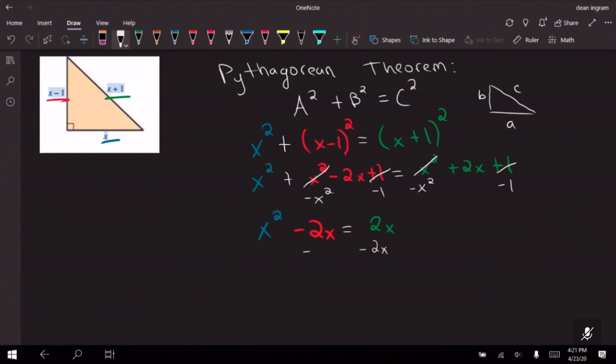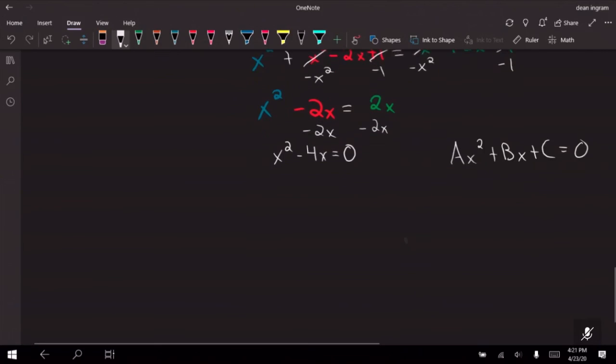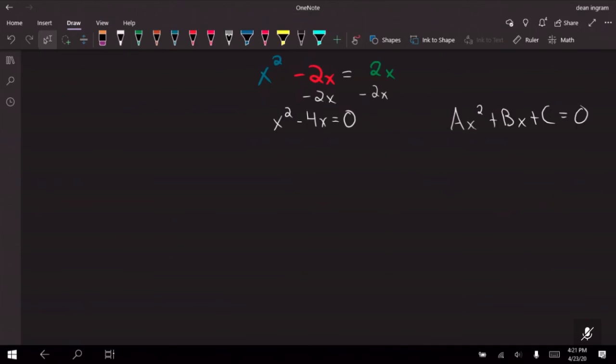What we want to do is subtract 2x from both sides in order to make the equation equal to 0. And so when we do that, we're left with x squared minus 4x equals 0. And what we want to do is factor this equation, just like we did in the other examples. And so we can factor an x out of x squared and 4x. So when we factor x out, we're left with x minus 4. So our equation is x times x minus 4 equals 0.